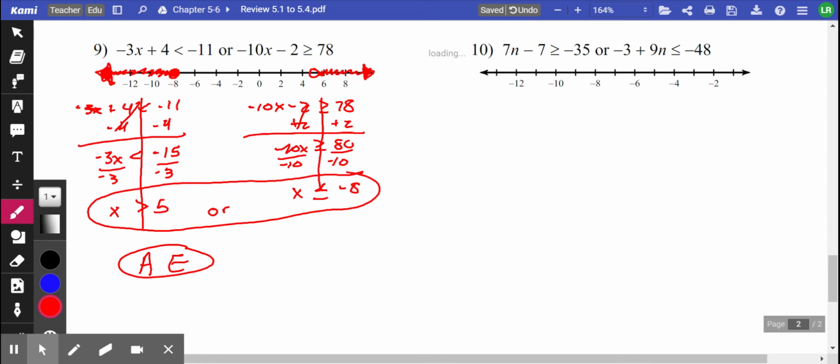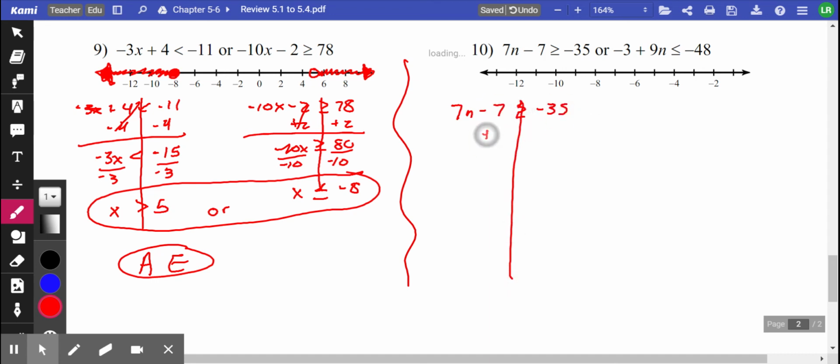Okay. Last one. 7n minus 7 is greater than or equal to negative 35. Add 7 to both sides. I get 7n is greater than or equal to negative 28. Divide by 7. Do not need to flip my inequality sign. I get n is greater than or equal to negative 4. Closed dot on negative 4 going to the right.